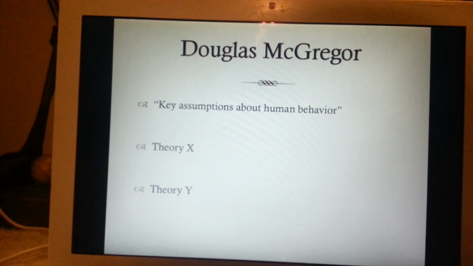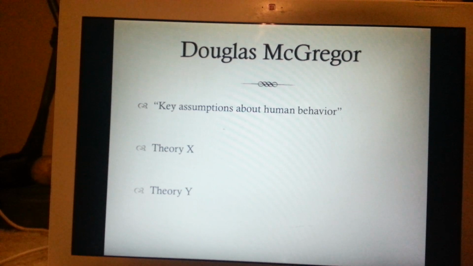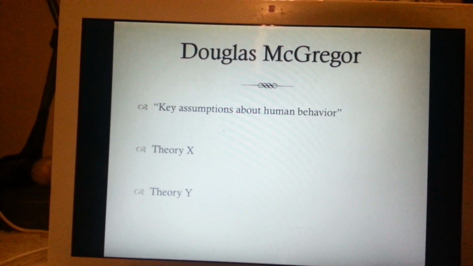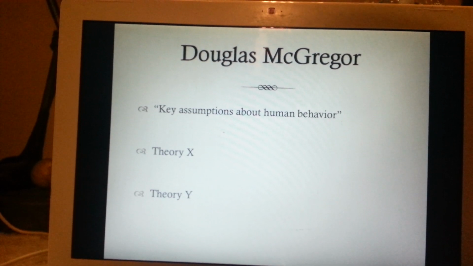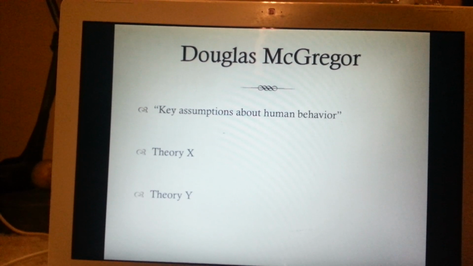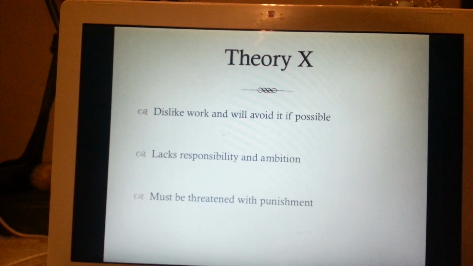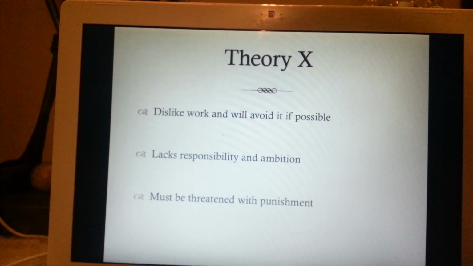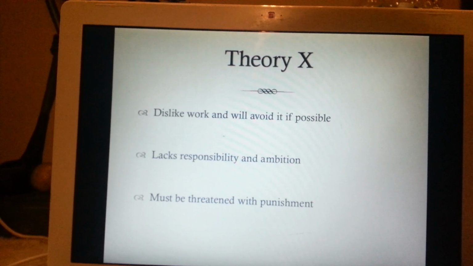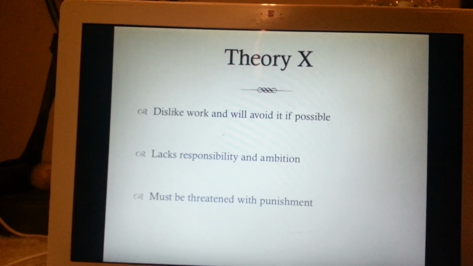Also, he felt that management's human resource policies, decision-making styles, operating practices, and even organizational designs flow from key assumptions about human behavior. This brought along his theories of X and Y management. Theory X assumes that most people dislike work and will avoid it if at all possible. It also states that people lack responsibility and ambition. It also states that rewards do not motivate these employees, so managers are forced to threaten them with punishment.